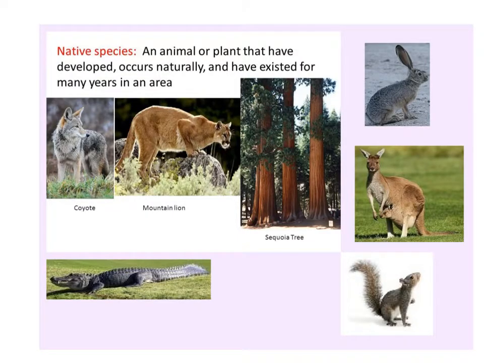All right, so the last slide had invasive species. Those are also called non-native. Here we're going to look at the definition of native species. Native: that's an animal or plant that has developed, occurs naturally, or has existed for many years in an area.